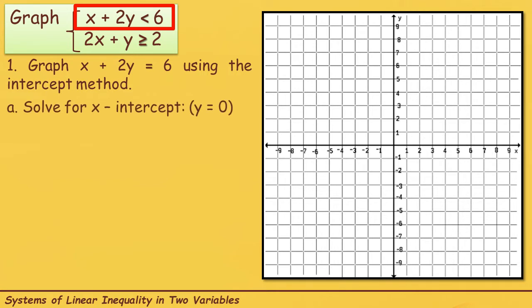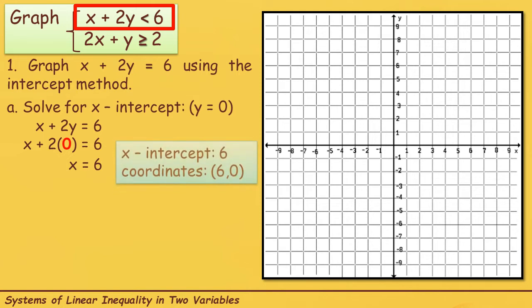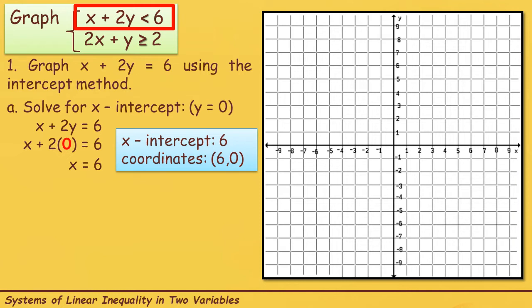Let us solve for the x-intercept first. Para ma-solve natin ang x-intercept, y is equal to 0. x plus 2y is equal to 6, papalitan natin yung ating y ng 0. Magiging x plus 2 times 0 is equal to 6. 2 times 0 is equal to 0. Pwede na nating hindi isulat ang 0. x is equal to 6. Therefore, the x-intercept is 6. The coordinates of the x-intercept is (6, 0).